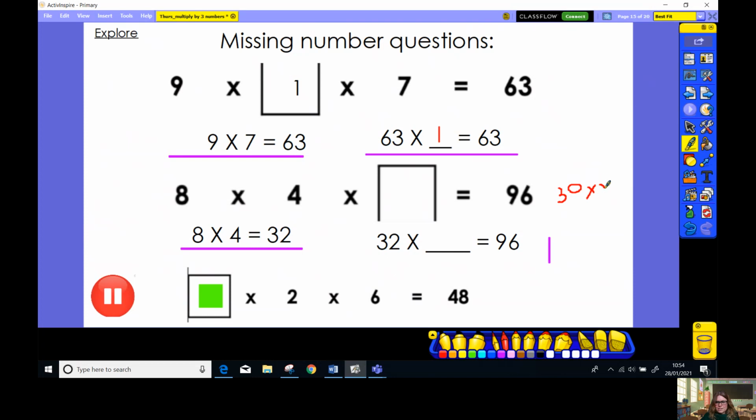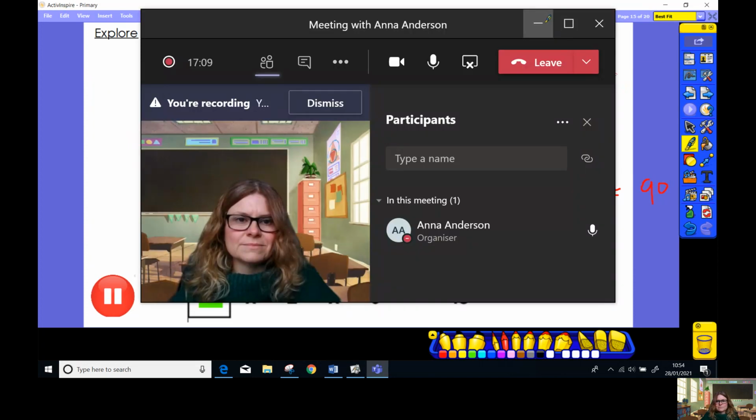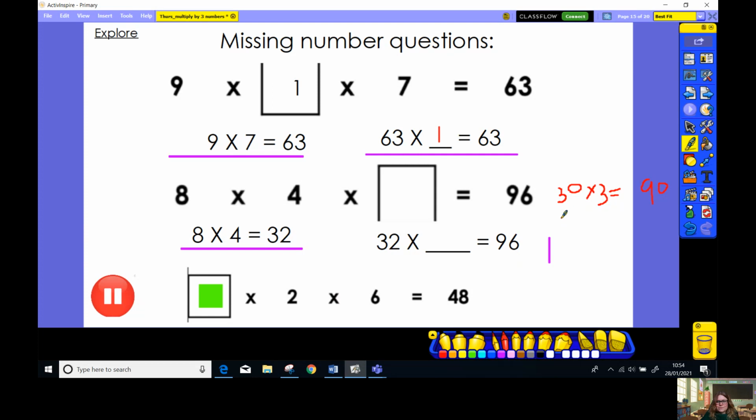So I know that 30 times 3 equals 90. I know that 2 multiplied by 3 equals 6. And here I have my answer. So 32 multiplied by 3 equals 96. So my answer here has to be a 3.